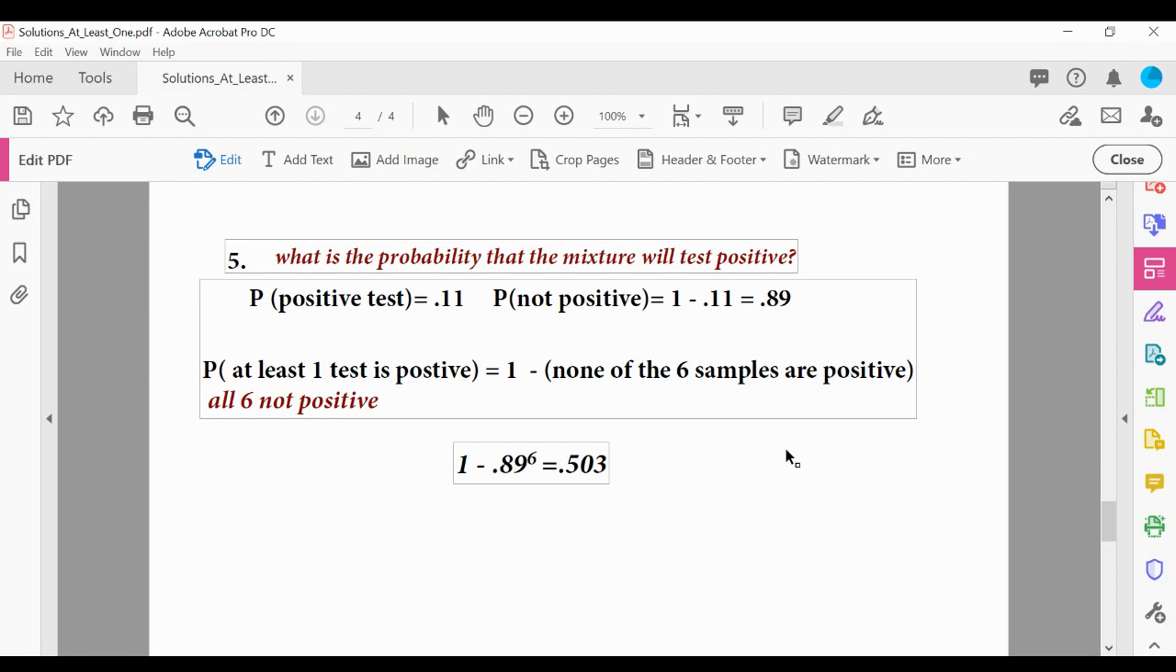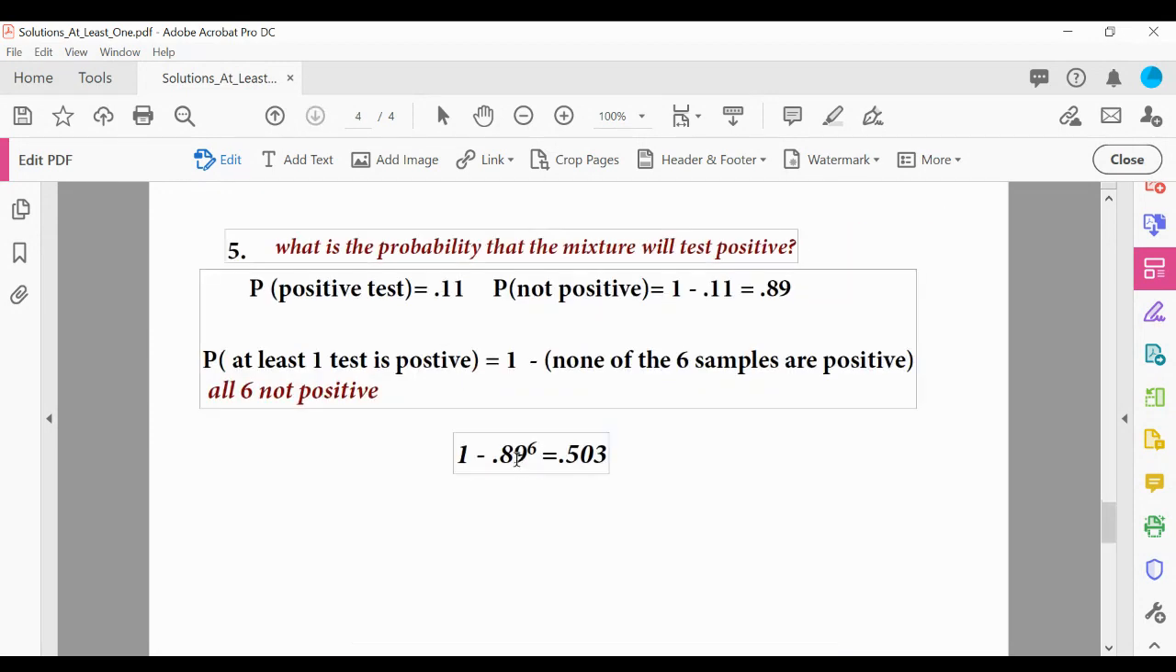So the probability of at least one positive test is 1 minus the probability that none of the six samples were positive. If none were positive, then all six were not positive. Well, what's the probability of not? If it's 0.11 that you get a positive test, it's 1 minus 0.11, or 0.89, that you don't have a positive test, a negative test. So 1 minus.